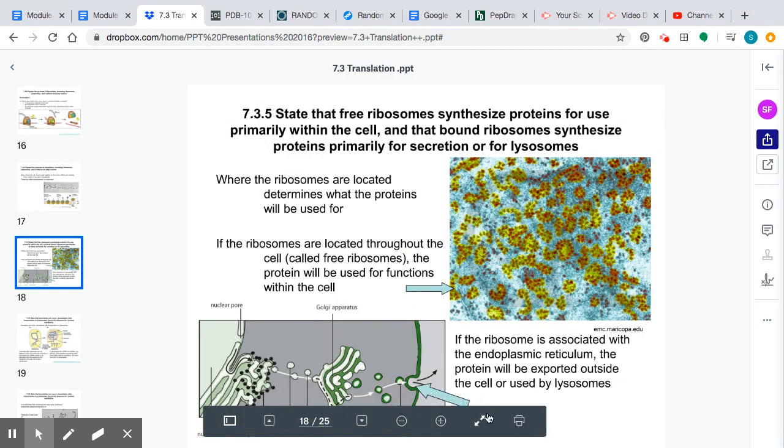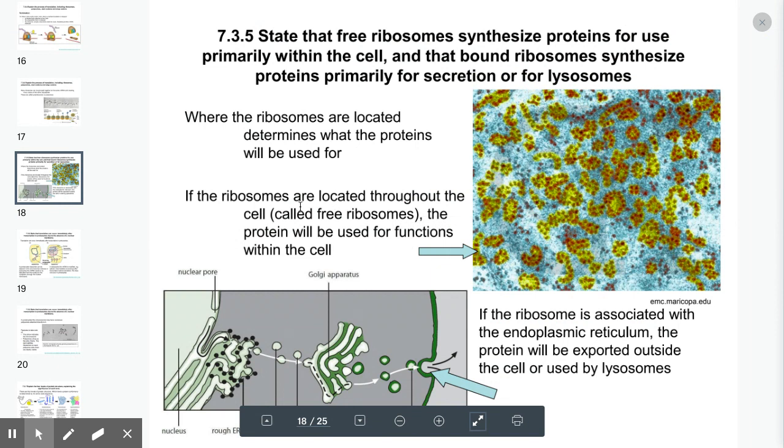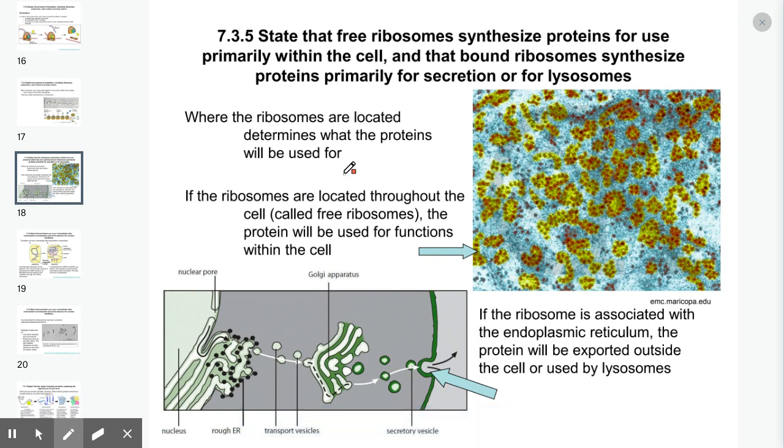7.3.5 just wants to know the difference, and to be honest, we've done this already, right? Know the difference between a free ribosome and a bound ribosome. So let's just talk about what the difference is between those ribosomes that are bound, which means connected, and those that are free. So free ribosomes are not connected. They can do whatever they want.